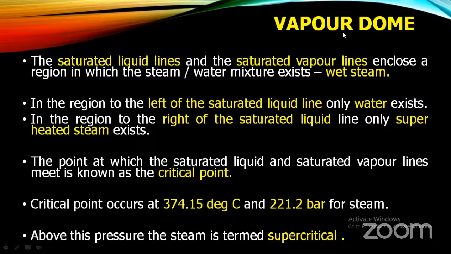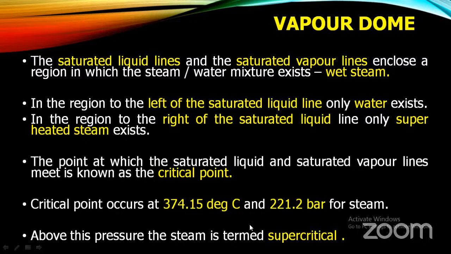So in the vapor dome, what you have seen here, these are the highlights of the vapor dome. What I have already said, that is the saturated liquid line and the saturated vapor line, they enclose a region which you call the wet steam. So a steam water mixture exists there. And in the region left of the saturated liquid line, only water will exist. In the region right of the saturated vapor line, only superheated steam exists. So both meet at a point which you call the critical point.